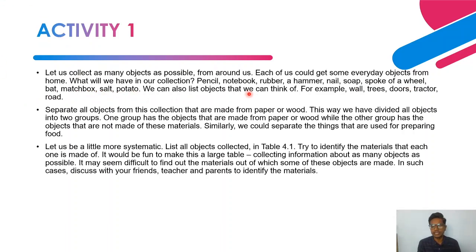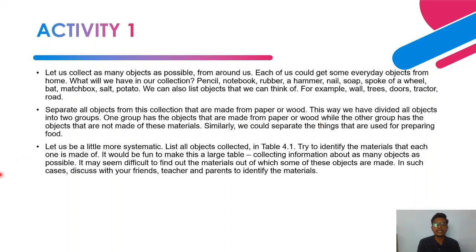We can also list objects that we can think of, for example, wall, tree, doors, tractor, road. We can't find them surrounding us, but we know that they are at some distance from our house. Wall we can see, tree we can see outside of our house. Separate all the objects from the collection that are made from paper or wood. So now what you have to do is make a list of objects that are made from paper or wood. This way we have divided all objects into two groups. One group has the objects that are made from paper or wood.